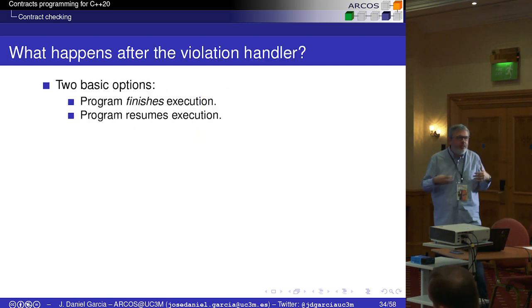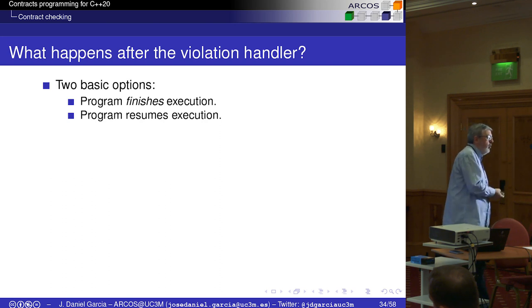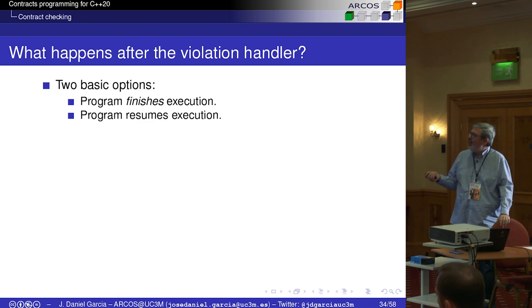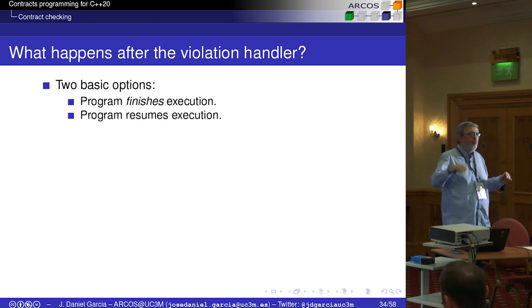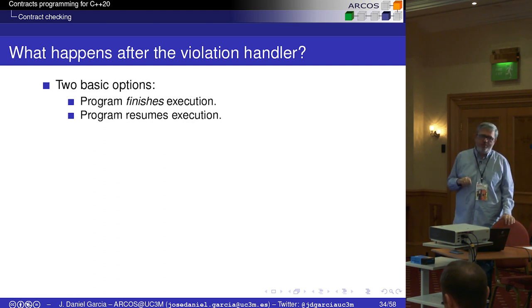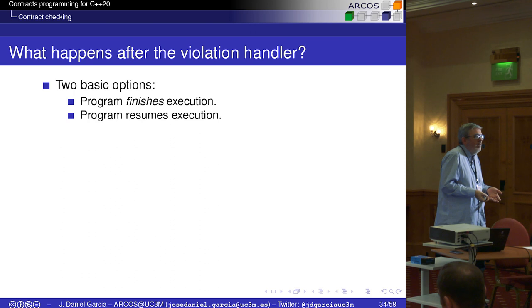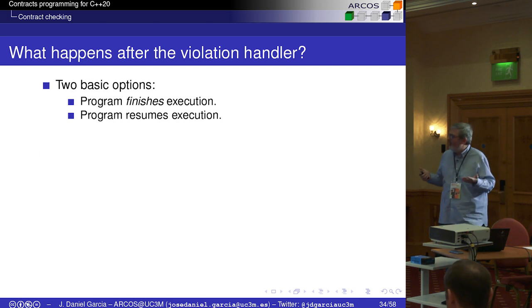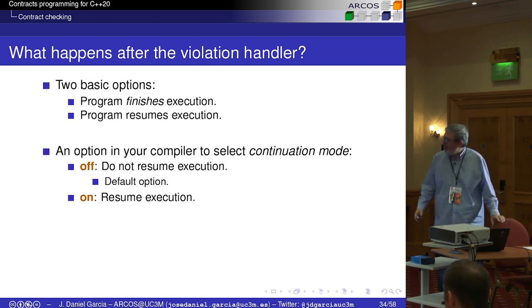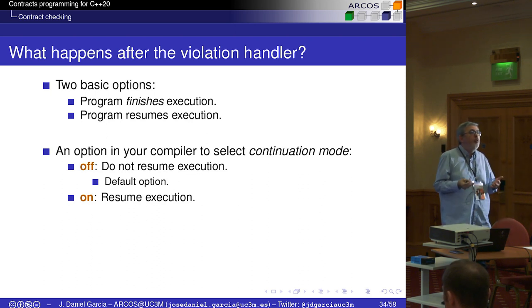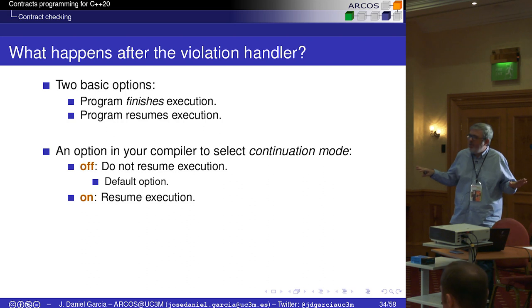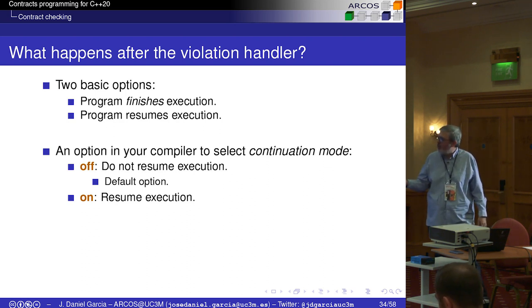So what happens after I execute the violation handler, whatever it is? Two basic options. First one, the program finishes execution. You run the handler and you finish execution. Second one, the program resumes execution. So you run the handler and then you go on. Oh, you have violated a contract. The program is in an unknown state. Yes, but sometimes you want to go on anyway. I will give you some example later. An option in your compiler will allow you to set if you want to go on or not. By default, you don't want to go on. You want just to finish. However, you can set it to resume execution.